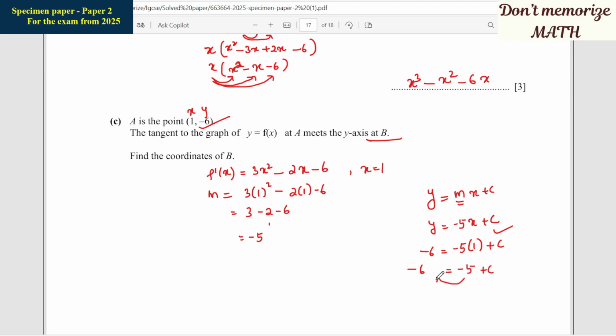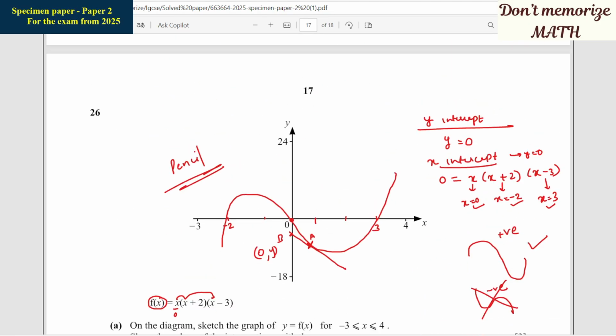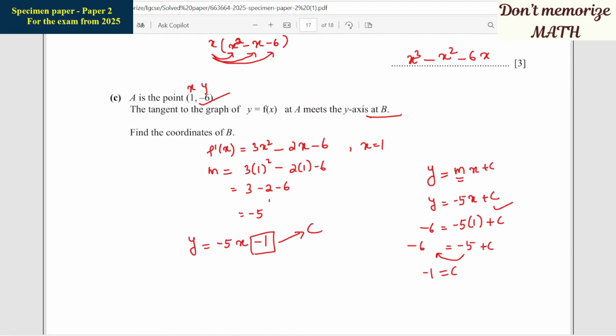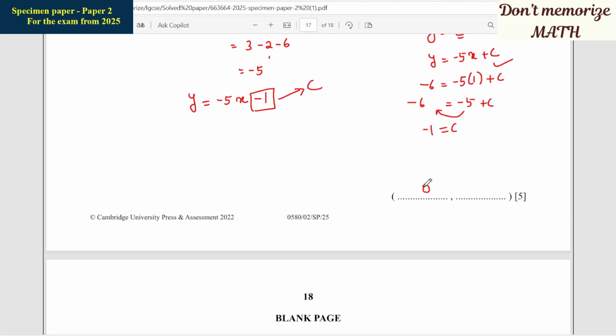So minus 5 we will move here, so it will become plus 5. So minus 6 plus 5 is minus 1. So c is equal to minus 1. So we get the equation of the tangent, y is equal to m, that is minus 5x plus c, where c is minus 1. So what is c? C is the y-intercept. Y-intercept means the line and y-axis meeting point. So this point is minus 1. So you can write the coordinates as 0 comma minus 1. So write the answer here: 0 comma minus 1.